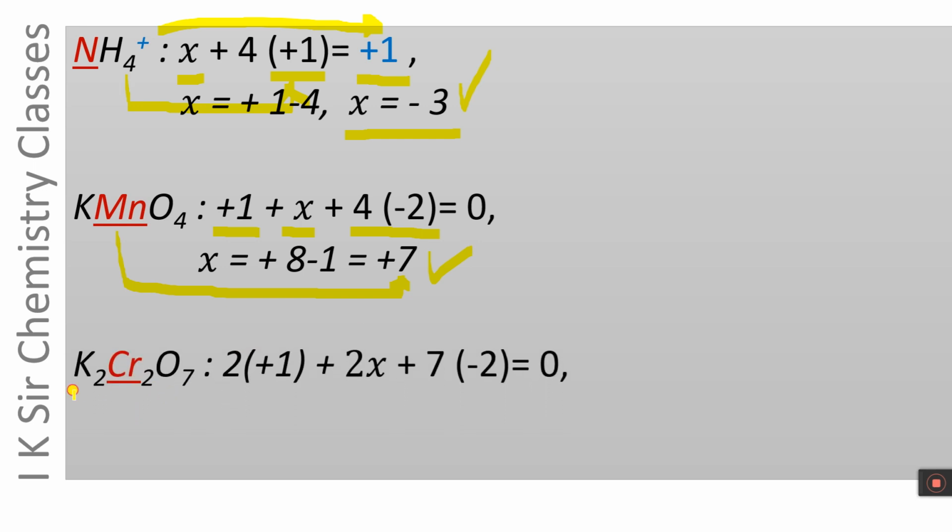K2Cr2O7, oxidation number of 2 potassium atoms, 2 into +1. Oxidation number of 2 chromium atoms, 2x, and oxidation number of 7 oxygen atoms, 7 into -2. On solving it, we get x equals to +6. Thus, the oxidation number of chromium in K2Cr2O7 is +6. On the basis of 9 rules discussed above, we have calculated the oxidation number of some elements in molecules and ions.